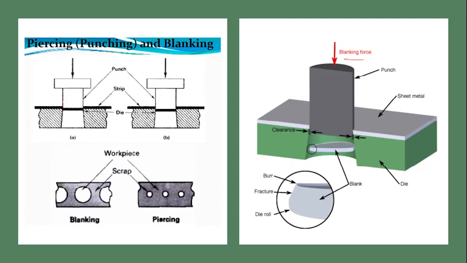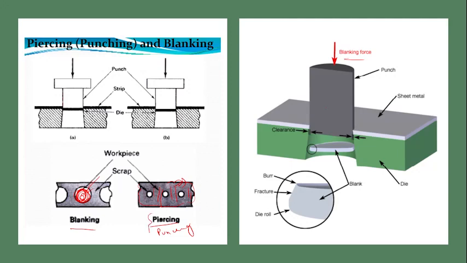See in this diagram, you can see this is blanking, this is piercing or punching. In blanking, whatever the punch that is coming out will be your workpiece. And in piercing, whatever the left material present will be your workpiece. In this, the whole part will be your workpiece.